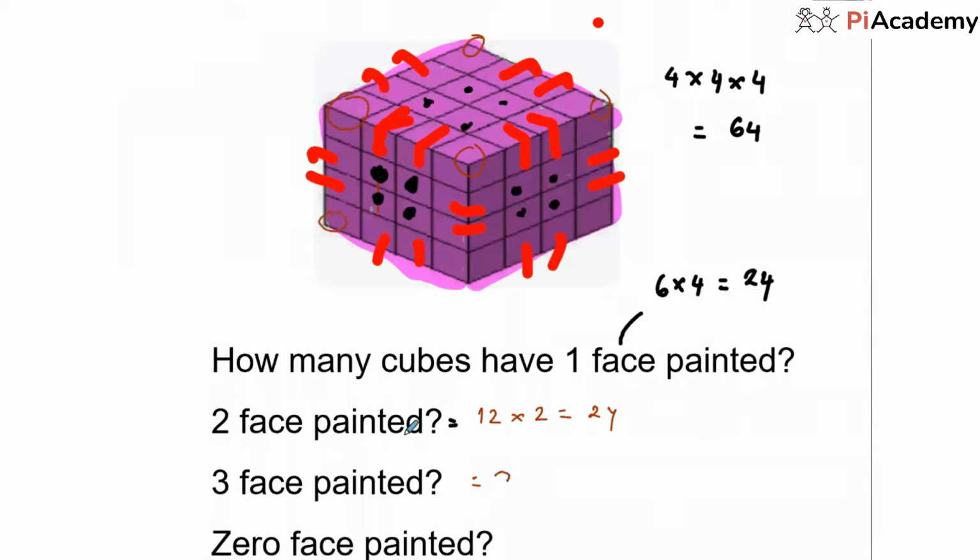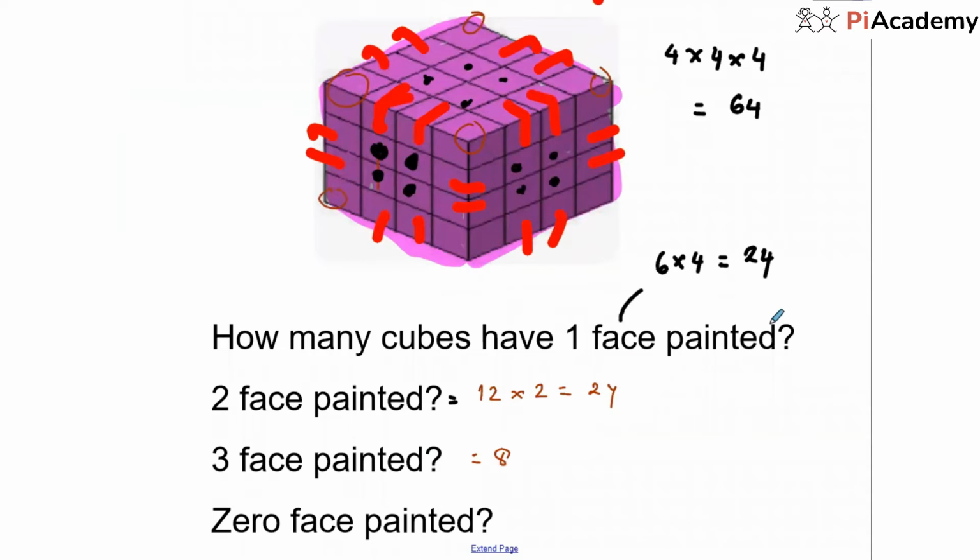So how many cubes are painted in total? 24 plus 24 is 48, plus 8 is 56. Out of 64, 56 are painted. So the remaining 8, which are in the middle, in the center, inside, have 0 faces painted. Does this make sense, guys? Yes, sir. Okay, wonderful.